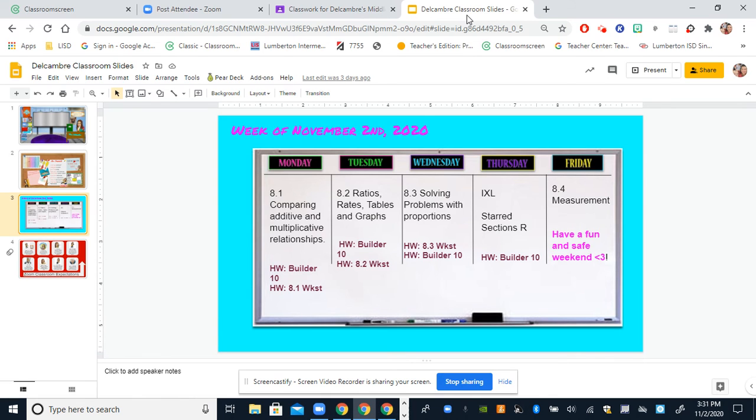So here's our week in review. Today we're going to be comparing additive and multiplicative relationships. Builder 10 is our homework for the week. Tomorrow we're talking about ratios, rates, tables, and graphs. Wednesday we're going to be solving problems with proportions.